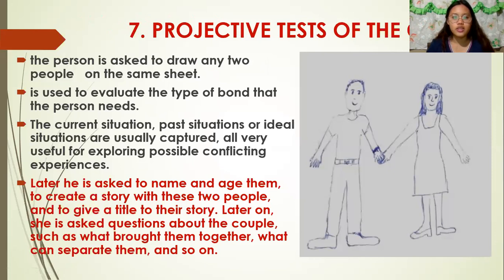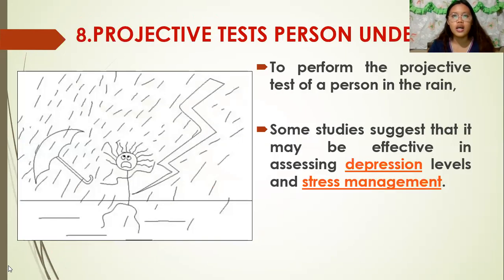It is being evaluated to show the type of bond that the person needs. So, ano ba yung pangangailangan ng tao sa relationship? So, later he is asked to name them, what is their age, what is their gender, and give a story about these two people. Later on, he or she is asked about the couple, what brought them together, what might break them, and so on. What are their plans as a couple? So dito tinitingnan din yung sa projective test of the couple.